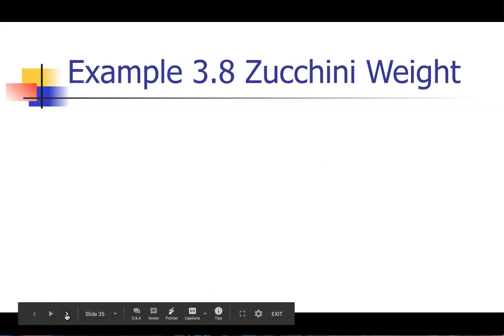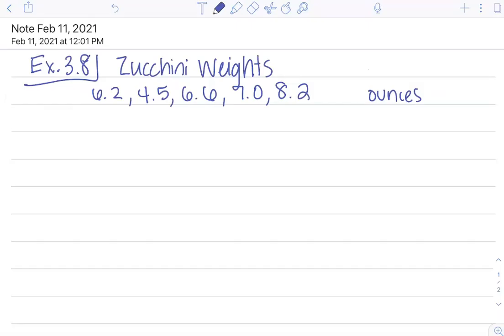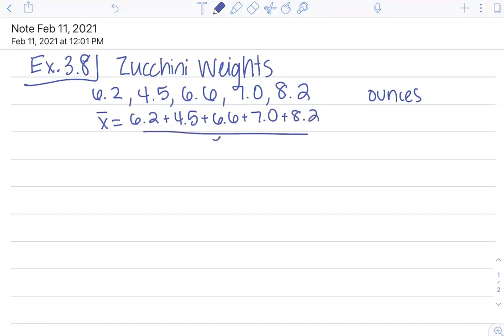We can look at example 3.8, looking at these zucchini weights to see how we would create those deviations. We have 5 weights given in ounces, and the first thing to find these deviations is to first find the sample mean. So for our sample mean, we will add each observation. Since it's just 5 values, I will just do this one by hand instead of going into JMP or something else. So we add up our numerator, we get 32.5, and we divide that by 5. So here our mean is 6.5.